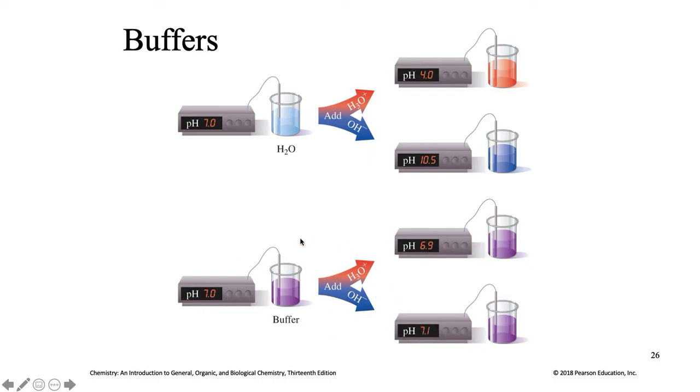This is the difference between a buffer solution and a pure unbuffered solution. We're adding the same amount of H3O+ or the same amount of OH- for both solutions. But for the unbuffered solution, the pH change is drastic. For the buffer solution, the pH change is minimal. And obviously this is what we want in our body. So let's take a little closer look at how a buffer works to try to understand why the pH doesn't change so much.